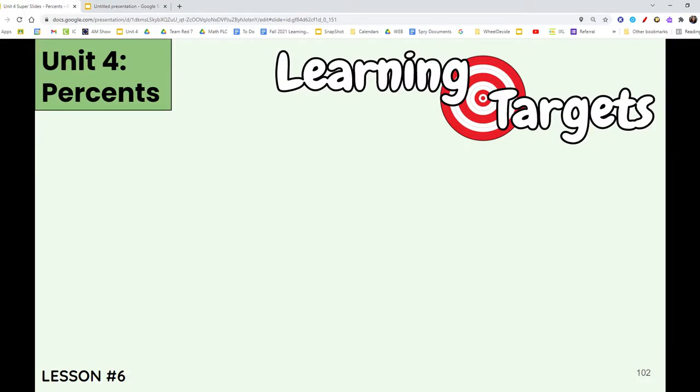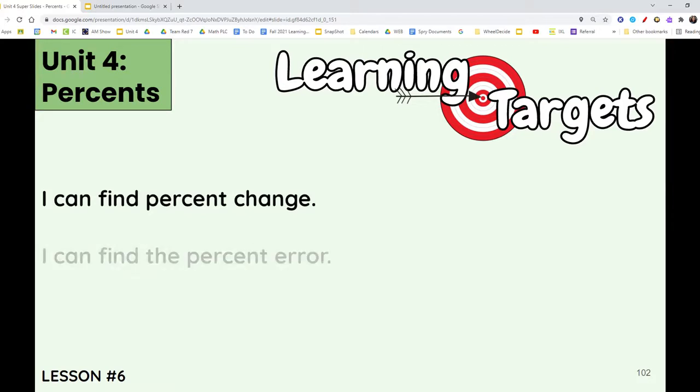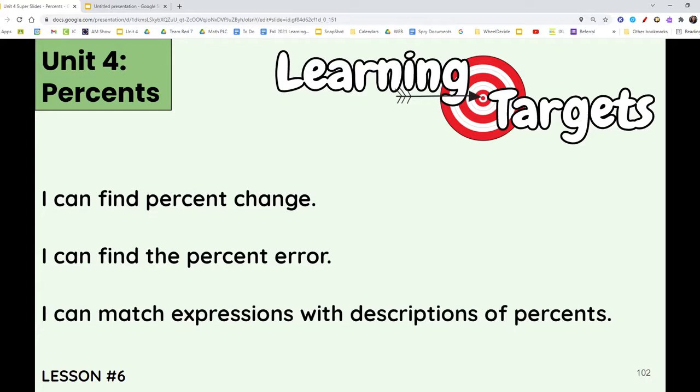So our learning targets today are: I can find percent change, I can find the percent error, and I can match expressions with descriptions of percents.